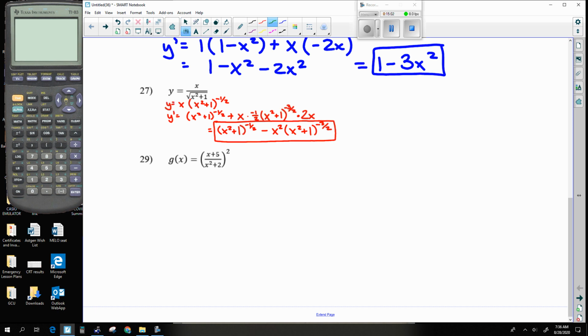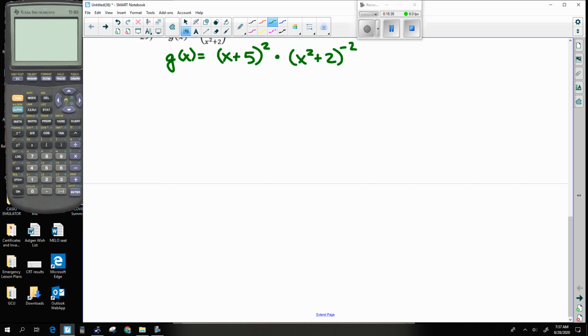I'm going to try it this way. I'm going to try to avoid the quotient rule as much as I can. So this is x plus 5 squared times x squared plus 2 to the negative 2. I hate the quotient rule, a little insight to Mr. Ashton there. So I'm going to try to avoid it as much as I can.